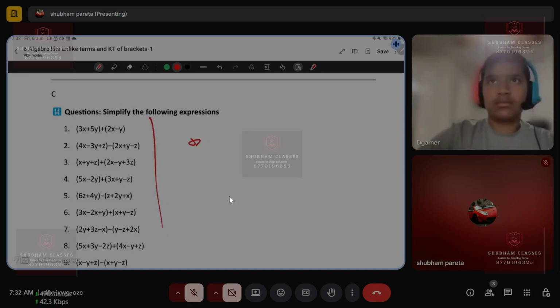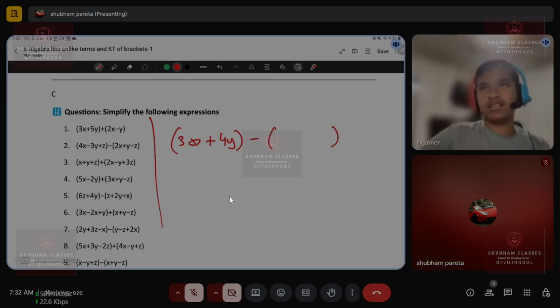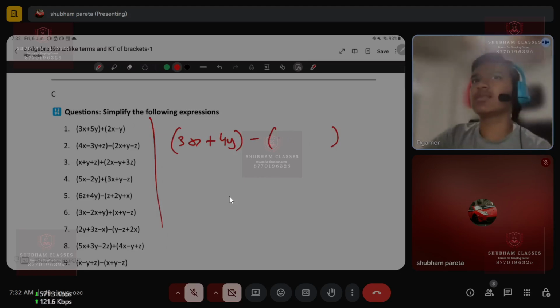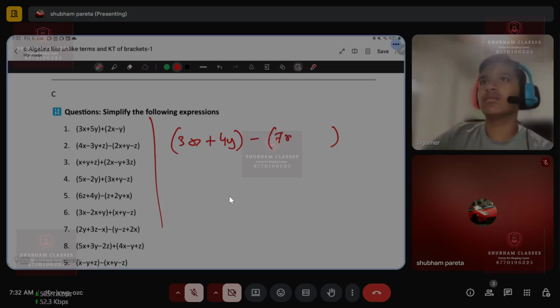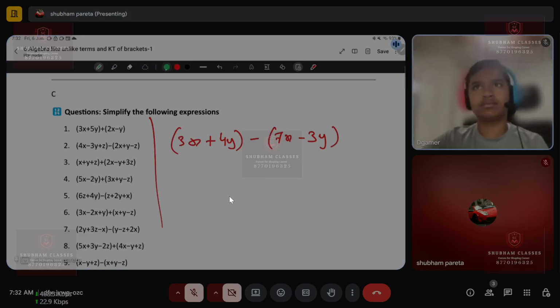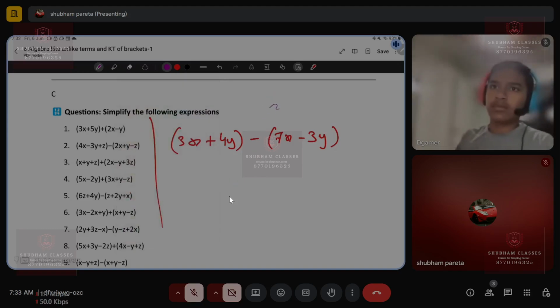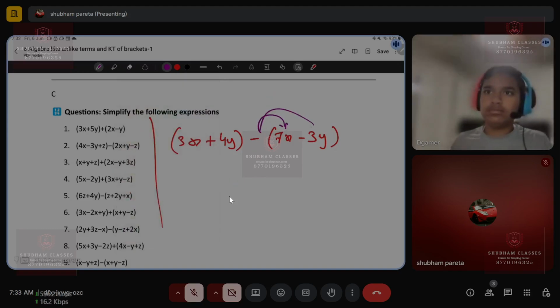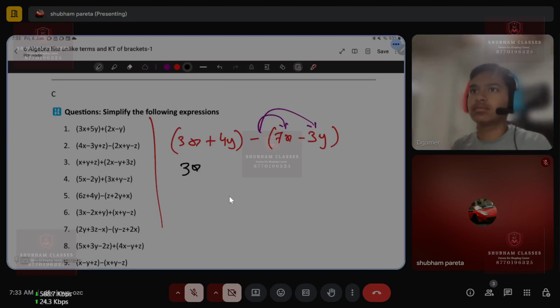If I have written 3x plus 4y, and then in the bracket 2x turns into minus 2x. Just wait a minute, 7x minus 3y. For example, it is written like this, isn't it? So this negative will show its involvement with this also and with this also. So look carefully, the expression will become 3x plus 4y minus 7x plus 3y.